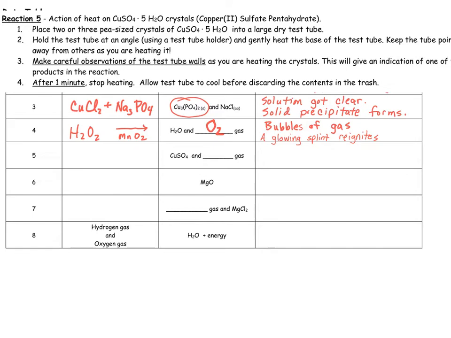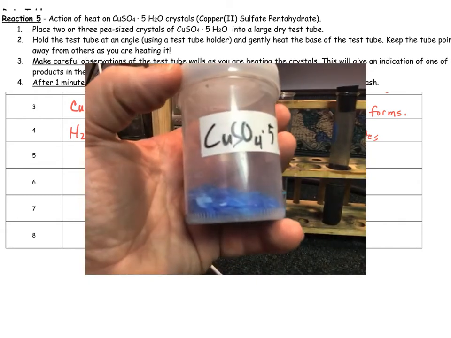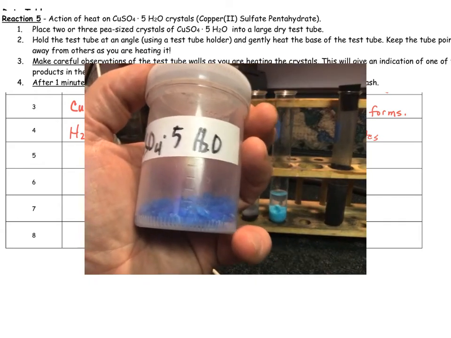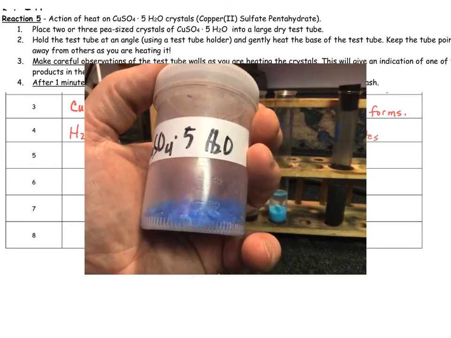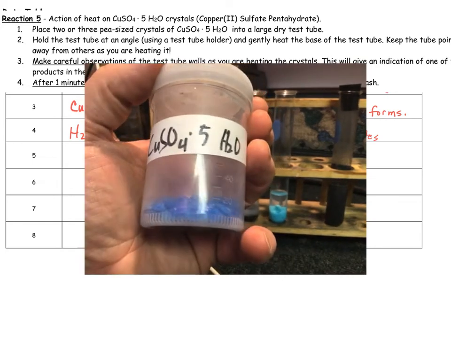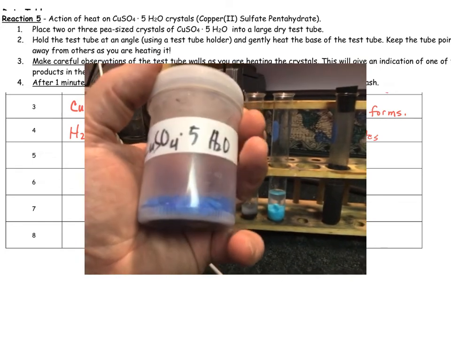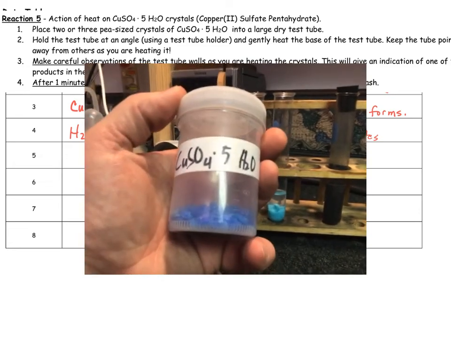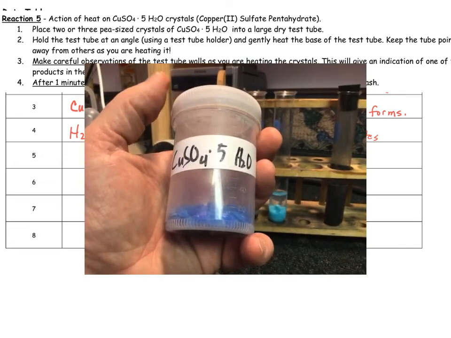Reaction number 5. The action of heat on copper sulfate pentahydrate. Now, what is copper sulfate pentahydrate? The formula for copper sulfate is CuSO4. The pentahydrate means that each one of those molecules has 5 water molecules attached to it. It's called a hydrate. There are lots of compounds that do this. They like to have water stick to them. Copper sulfate is one such compound.